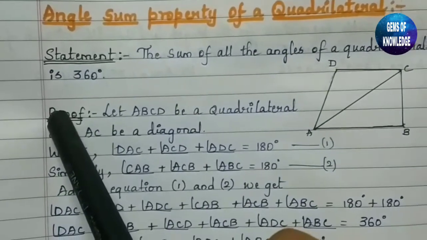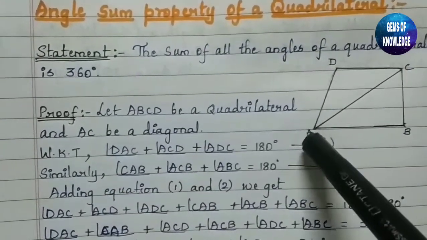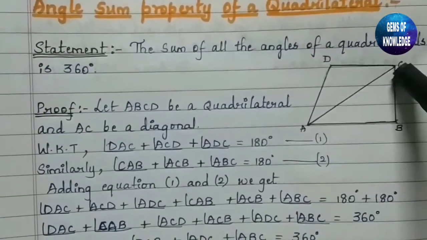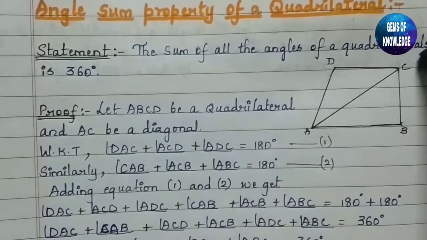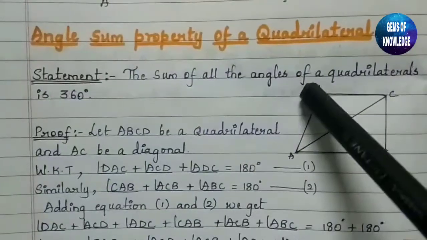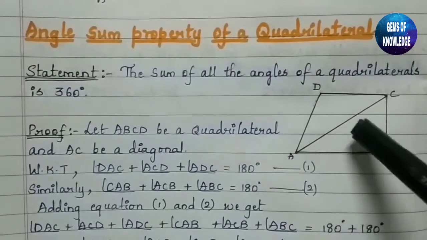So you can see a proof over here. Let ABCD be a quadrilateral. Let this ABCD be an example of the quadrilateral and AC be a diagonal. So this AC is a diagonal of this quadrilateral. Okay, so you can see here when we draw this AC, this quadrilateral is divided into 2 triangles.